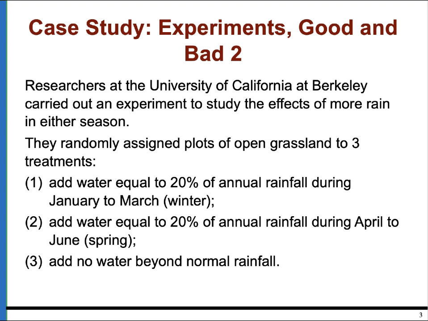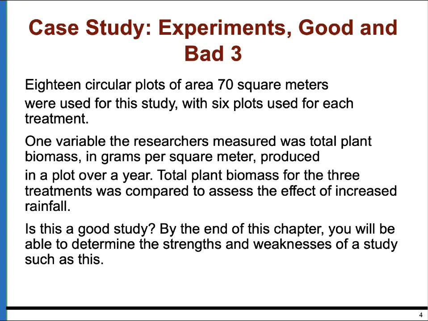They took 3 randomly assigned plots of open grassland. One of them, they added more water in the typical wet season, January to March. Then they added water in the spring session, April to June, and then they added no additional water to have a control group. And these plots, they used 18 plots so that they had some repetition. Each one was 70 square meters. So you had 6 plots for each treatment since there were 3 treatments.